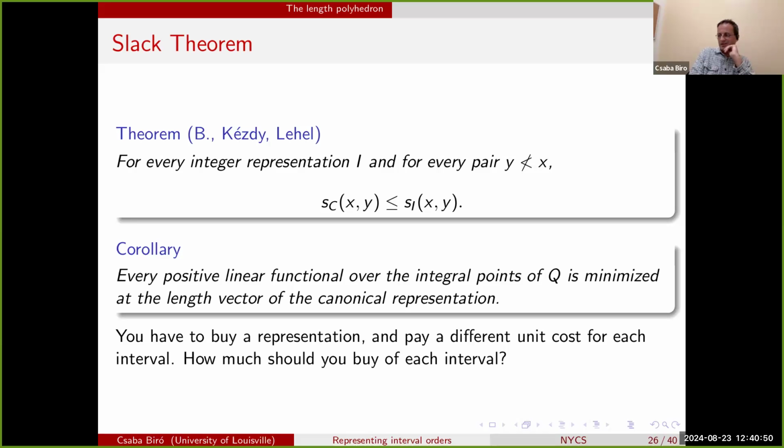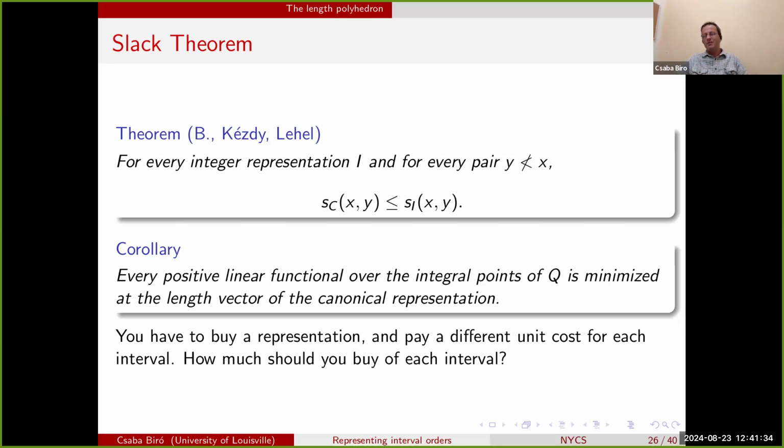So here's a task. Let's suppose you're given a poset, an interval order, and you have to find this representation. But every vertex of this interval order has a price. Maybe you have a golden point and a steel point. The golden point is a lot more expensive than the steel point. How is this reflected? Well, when you construct this representation, you have to pay for every interval. And for the golden point, you have to pay a lot more for the interval per unit than for the steel point. So you probably want to choose a short interval for the golden points, so you don't have to pay so much for that.